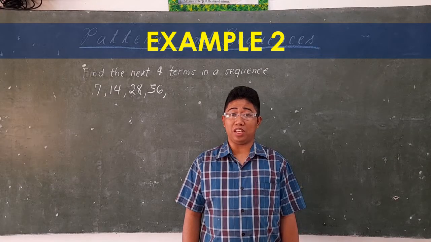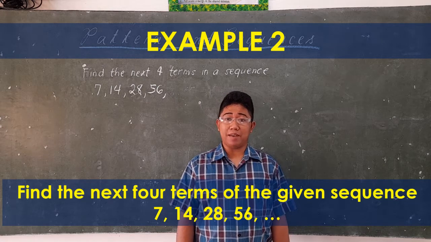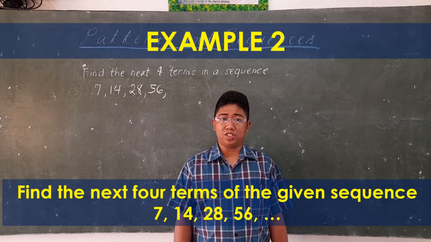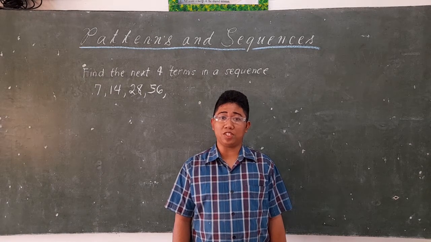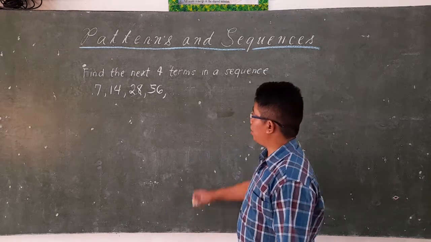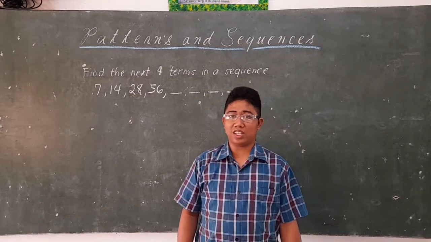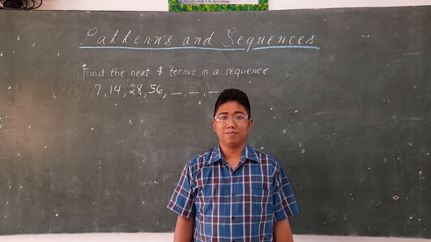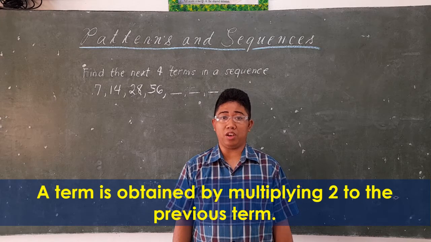Students, the next example is, find the next 4 terms in the given sequence: 7, 14, 28, and 56. Okay, so students, what we're going to do first is to determine how many terms are needed. So we have 4 terms, you have to put 4 blanks here. Next, what did you observe in this given sequence? Yes. The given sequence is twice of every term.